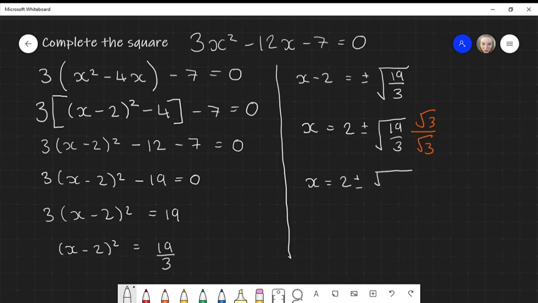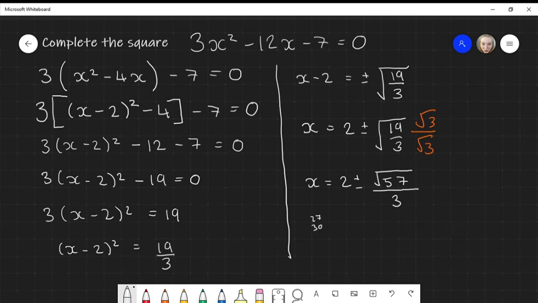So root 19 times root 3, if I quickly do that, is root 57. And you times root 3 by root 3, you get 3. So the final answer will be x is 2 plus or minus root 57 over 3.